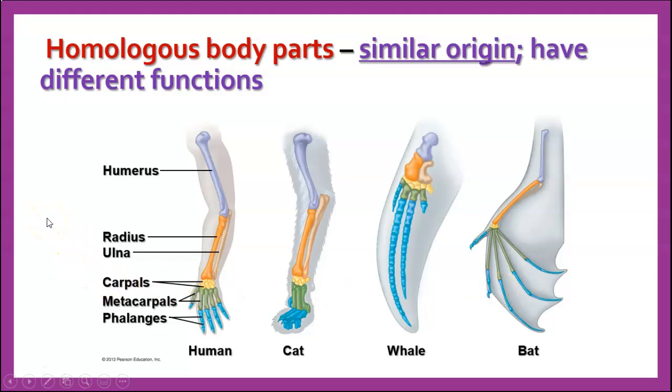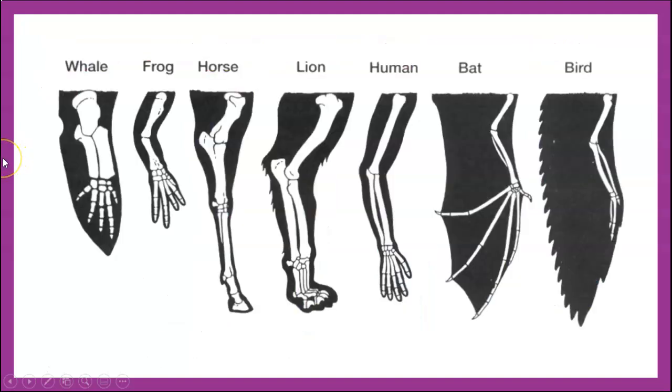I'm going to attach another video for you to watch about homologous structures that's more entertaining than what I'm showing you. It's from SciShow, and it's Hank Green, and he's really kind of funny to watch and gives some really good examples of homologous body parts.